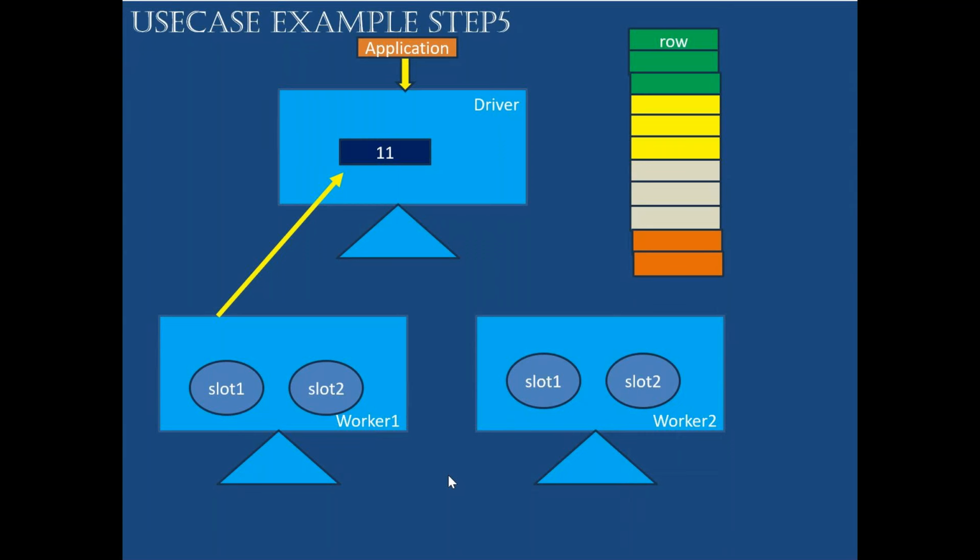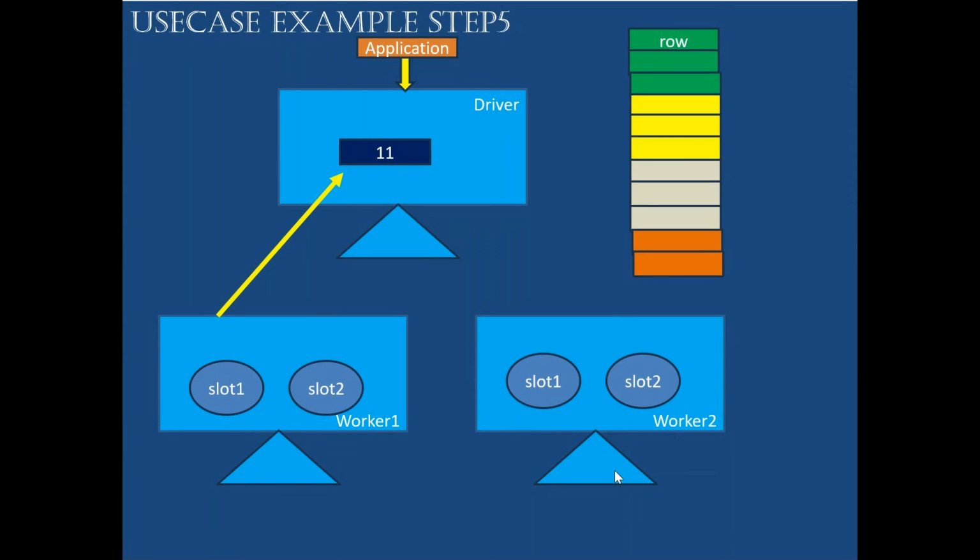Then where is the executor? The executor is this one only, the worker only. I have not added the executor and all. But within the worker, you have the executor. Within the executor, only slots will be there. Maybe I have not added that, but you understood, right?